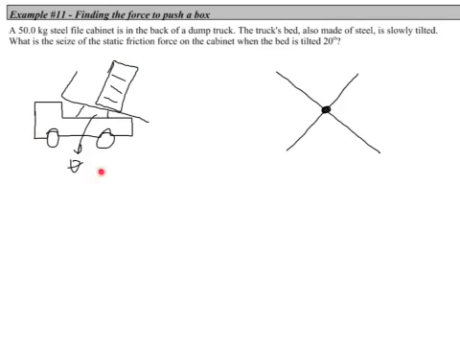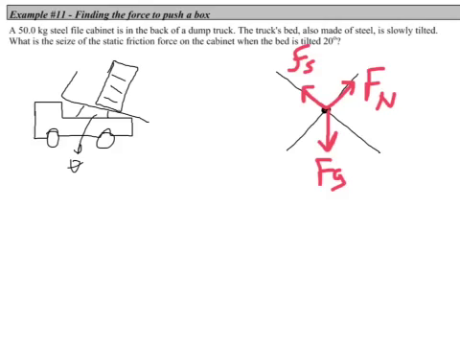Okay, so here's our dump truck with our file cabinet in the back of it. It's tilted at a 20-degree angle, so that would be our angle of slope there. And because we're tilted, we also tilt our coordinate plane. So let's take a look at the forces acting on this file cabinet on this dump truck. The file cabinet has a weight force which points straight down. Normal force, which points perpendicular to the surface. And it's got this static friction force opposing the direction of motion that it would slide if it were to slide.